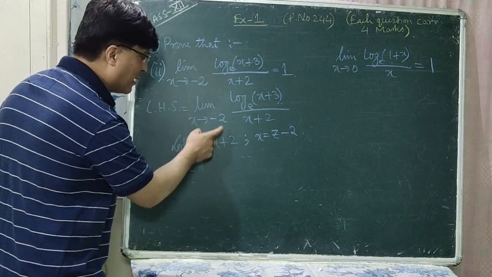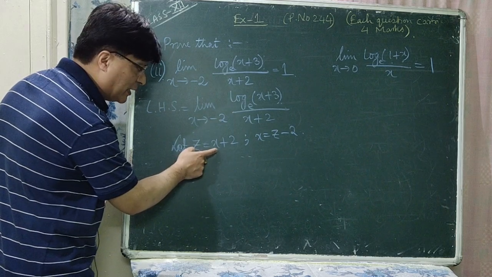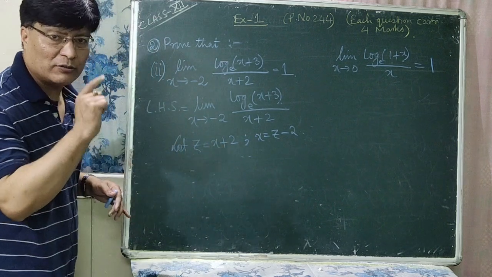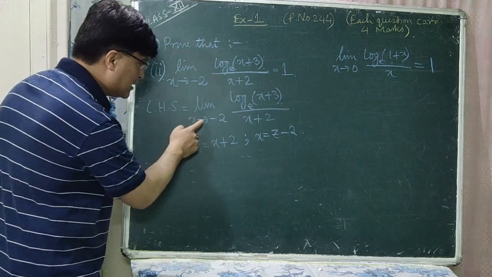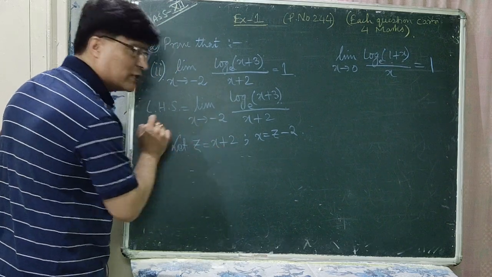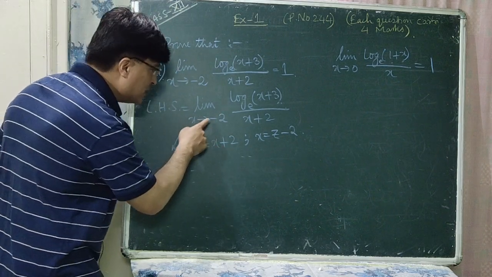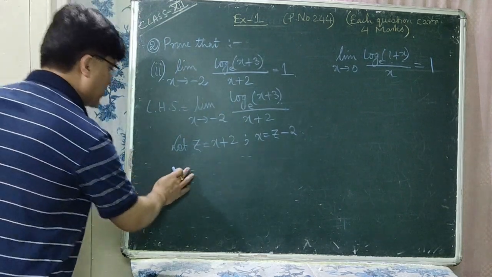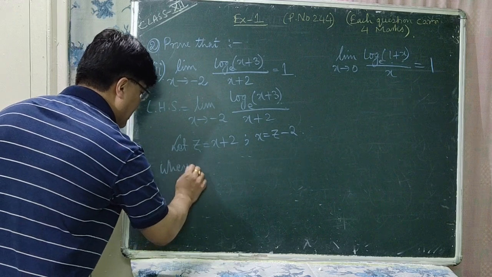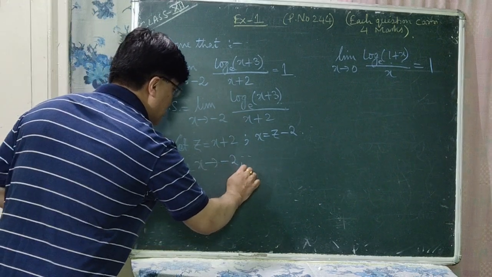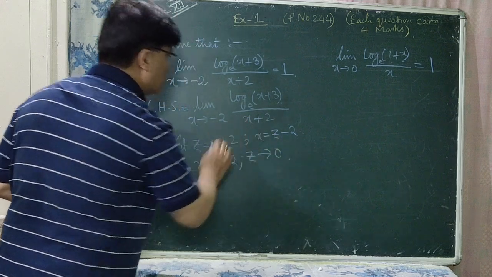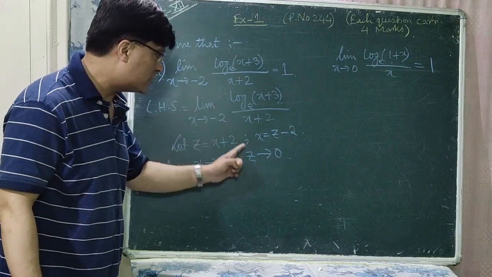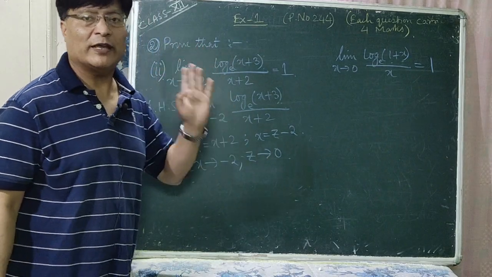Suppose if you put x is equal to minus 2 out here, then minus 2 plus 2 is 0. Understood? Here if you put x is equal to minus 2, minus 2 plus 2 is 0. That means when x tends to minus 2, z tends to 0. Is that clear now? So you should write here, when x tends to minus 2, z tends to 0. Is that understood?